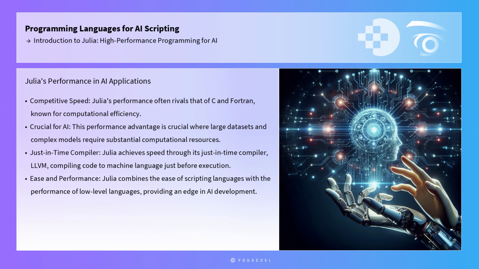Julia's performance is one of its most lauded features, often rivaling that of C and Fortran, which are known for their computational efficiency. This performance advantage is crucial in AI, where large datasets and complex models require substantial computational resources. Julia achieves this speed through its just-in-time compiler, LLVM, which compiles code to machine language just before execution. This approach allows Julia to combine the ease of scripting languages with the performance of low-level languages, providing a significant edge in developing AI applications.